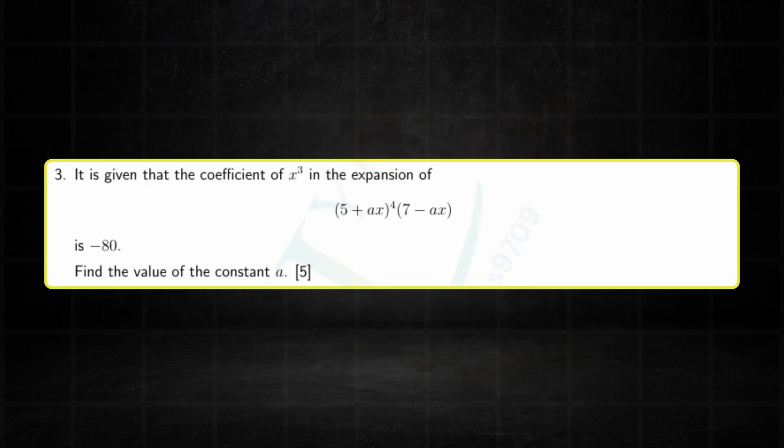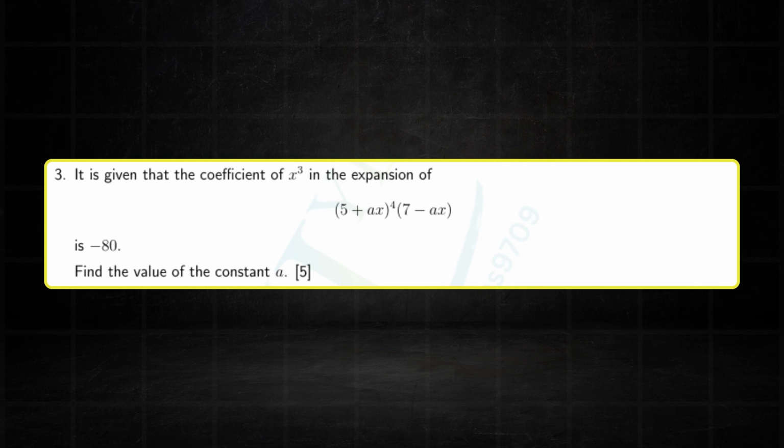Number 3 is a binomial expansion question, and if you have looked at the February-March paper for this year, you can tell that this question is very similar to the February-March question. Binomial expansion appears almost every time, so you should always be ready for binomial expansion.